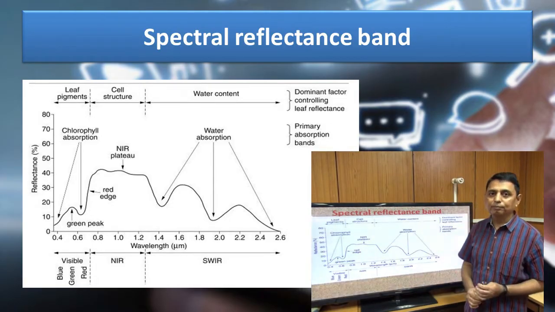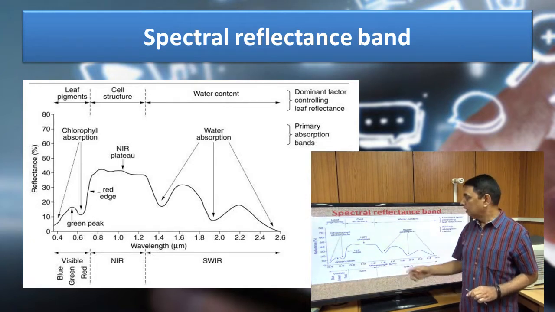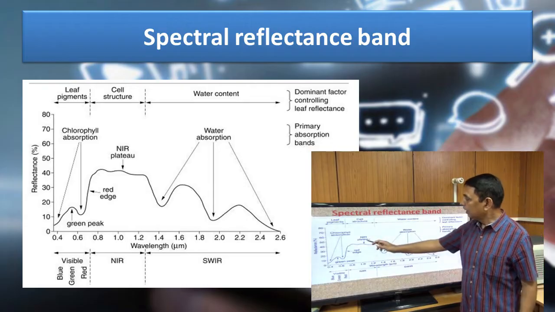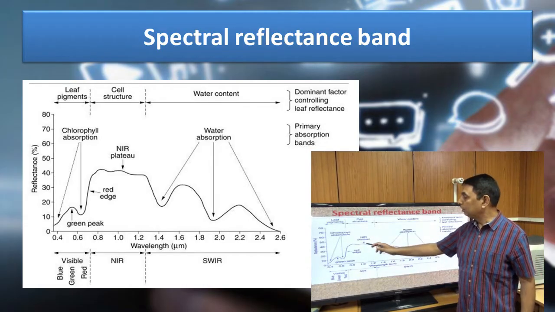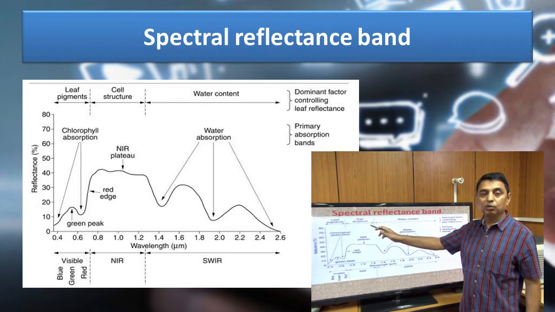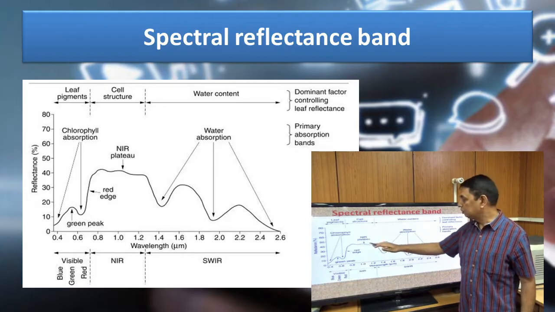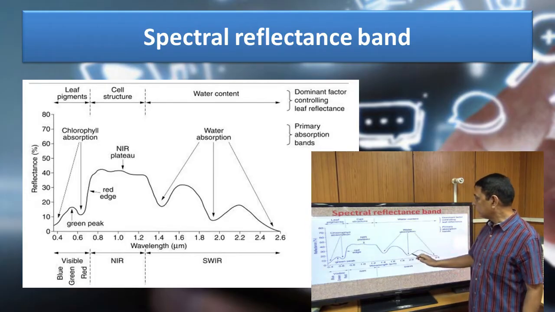It means vegetation is more. Similarly, here the near infrared plateau is there, related to cell structure. If we analyze cell structure, then we will analyze this part. These are the water absorption bands.